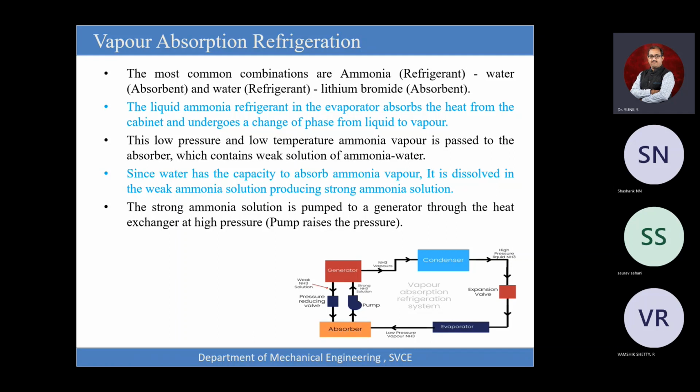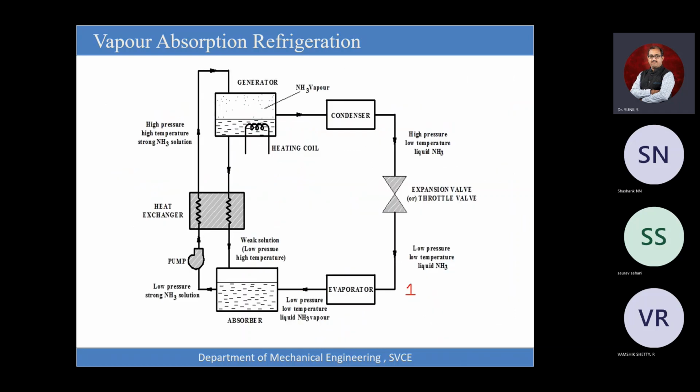Bromide will be used. So a combination of two chemicals will usually be used in vapor absorption refrigeration. Here at point number 1, we have low pressure, low temperature, liquid ammonia. Ammonia is the refrigerant here, similar to the previous case. Now, the low pressure, low temperature liquid ammonia will enter into the evaporator.